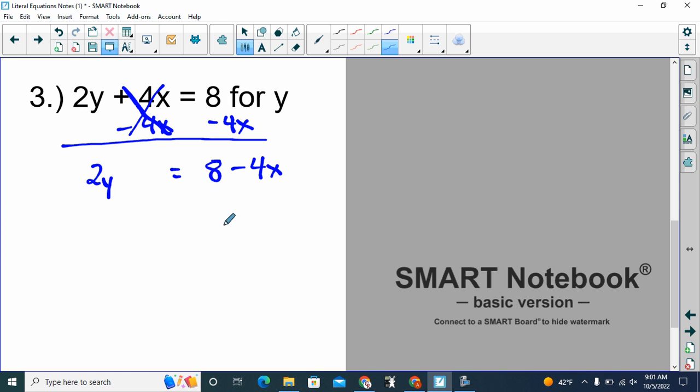I cannot combine those. One has an x, one doesn't. That is not 4x. And then I divide both sides by 2. Y equals 8 minus 4x, all divided by 2.